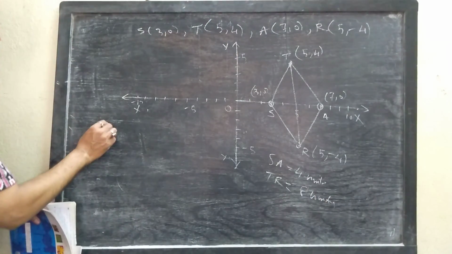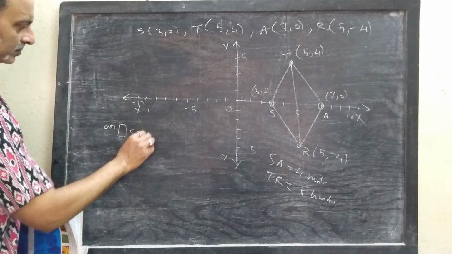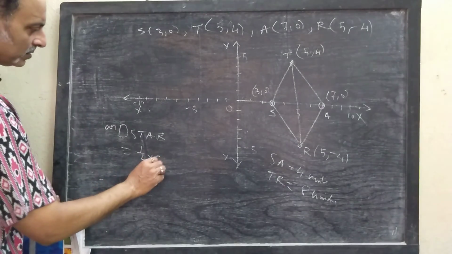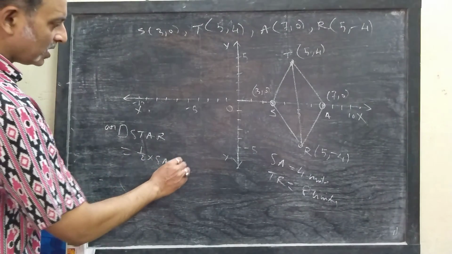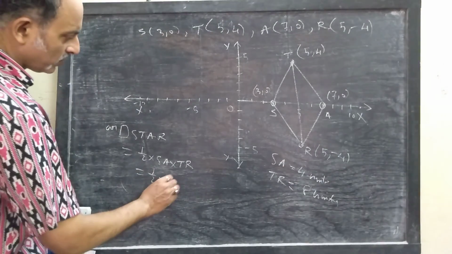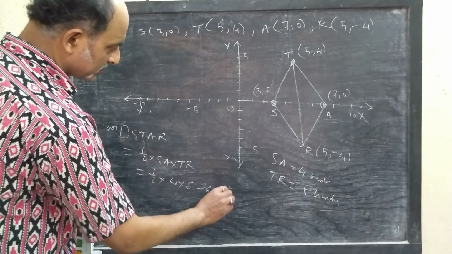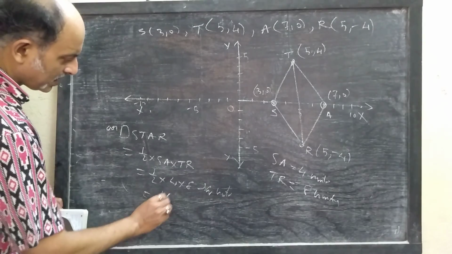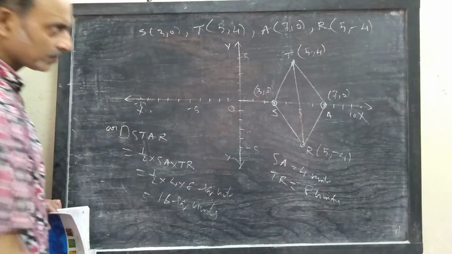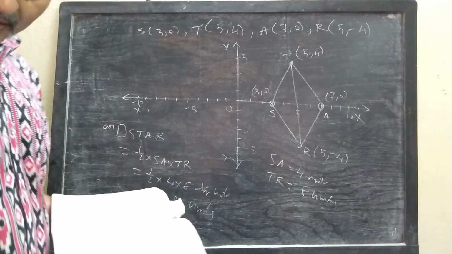Now the area of rhombus STAR will be half into the product of the diagonals, that is half into SA into TR. SA is 4 units, TR is 8 units. So this will be 16 square units. Very simple. So now take some problems as homework.